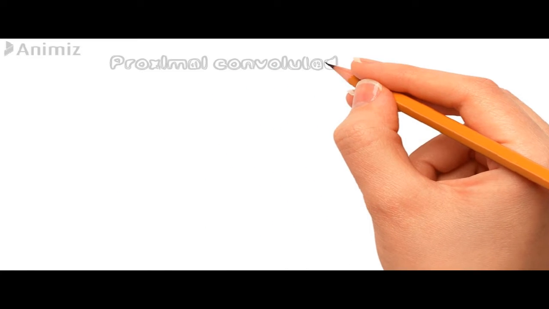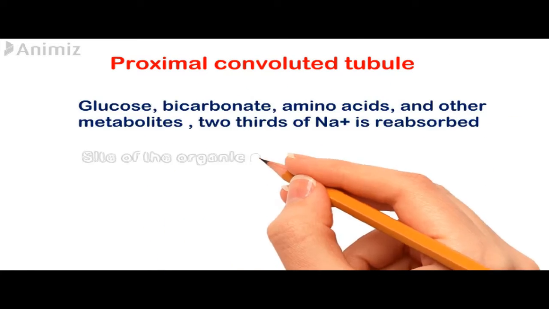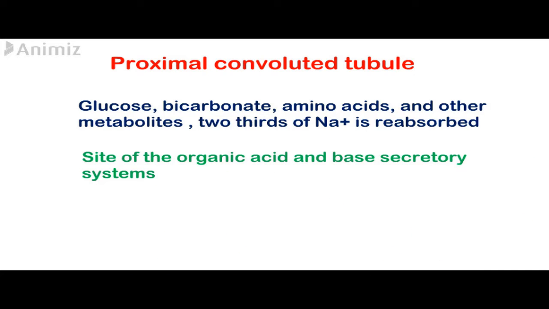The proximal convoluted tubule is located in the cortex of the kidney, and almost all the glucose, bicarbonate, amino acids, and other metabolites, as well as 2/3 of the sodium, are reabsorbed here. It is also the site of the organic acid and base secretory system, which is the system that delivers diuretic drugs to the tubular fluid.